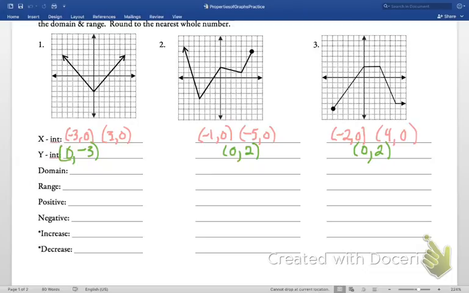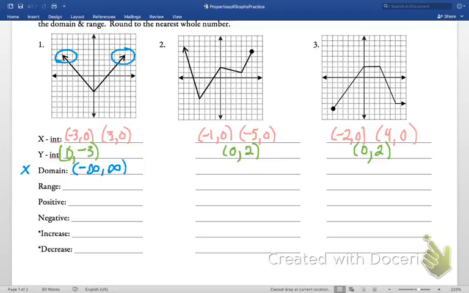Alright, now let's do the domain for all three graphs. So domain, left to right. All I care about are the x values for the domain. So number 1, I notice I've got arrows. That means it's going all the way to the left and all the way to the right. So we're going from -infinity all the way to +infinity. Remember, infinities always get parentheses.